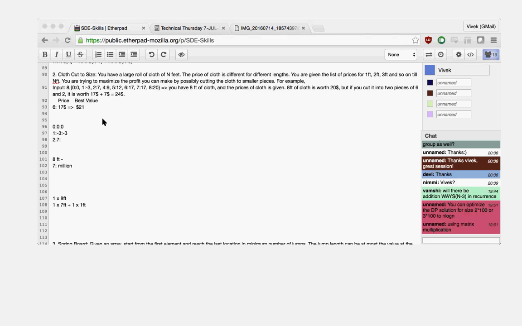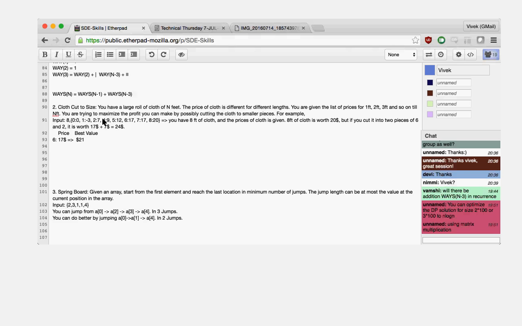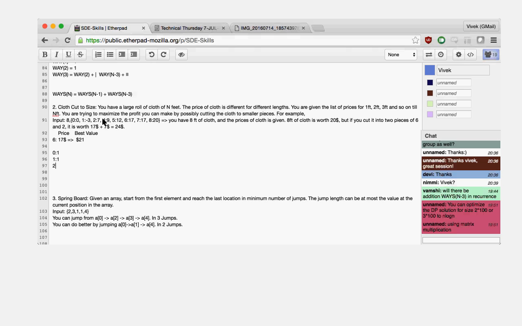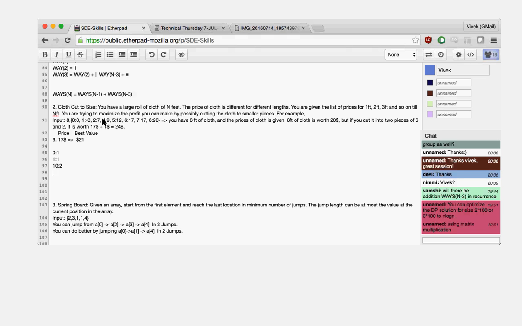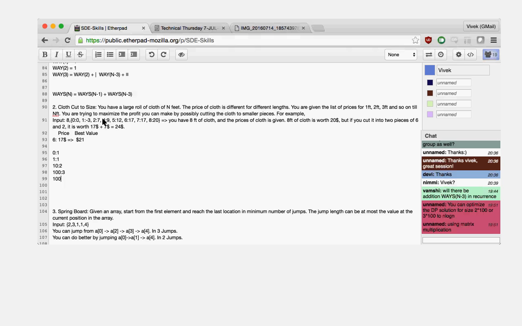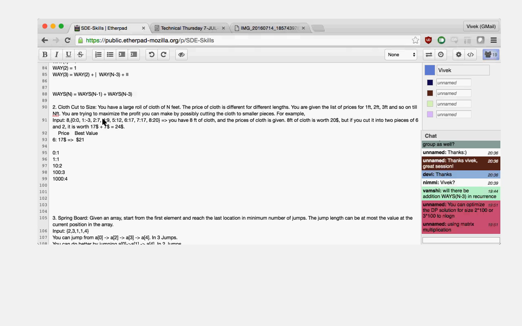Is there a better way to do this? No, but with memoization, it will help, right? So for example, say it is 100 feet, and I have combinations of only 1, 2, and 5. Then I will say, give me the maximum of 100 minus 1 for all these combinations, and then 100 minus 2 for all these combinations, and 100 minus 5 for all these combinations.